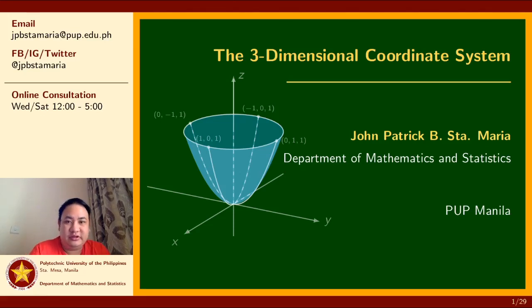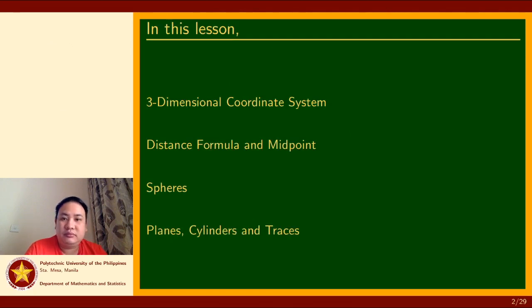This video lesson is about the three-dimensional coordinate system. This coordinate system is also called the rectangular coordinate system. This lesson will be divided into 4 parts. The first part is about the three-dimensional coordinate system itself. The second part will be about the distance formula and the midpoint formula and how we can use them.